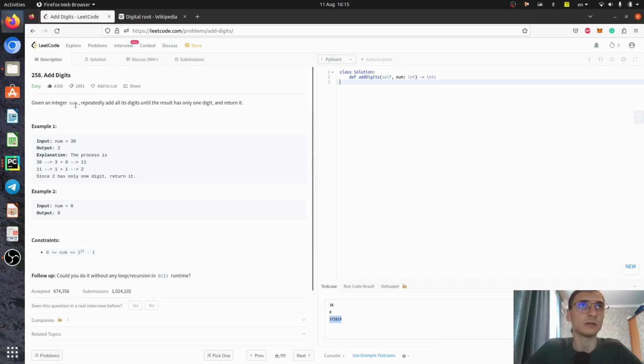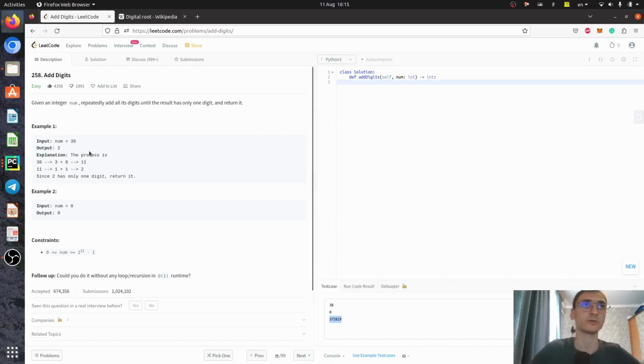We have a number. Repeatedly add all its digits until the result has only one digit and return it. The number is 38. You can see that we need to return 2. Why? The process is explained here. We have 38. We just summarize all its digits, 3 plus 8, till we get only one digit. But we haven't got one single digit here.